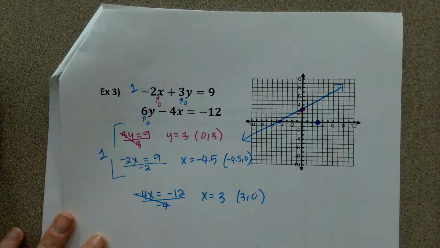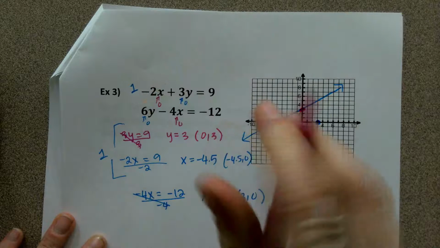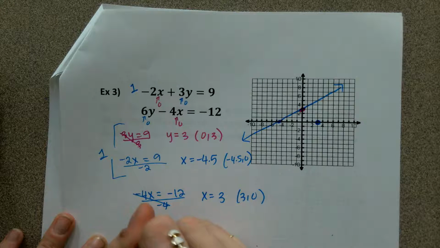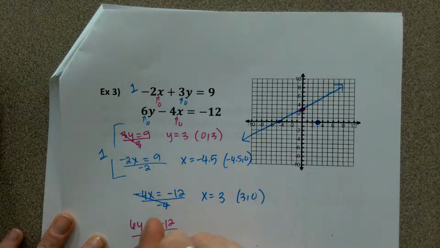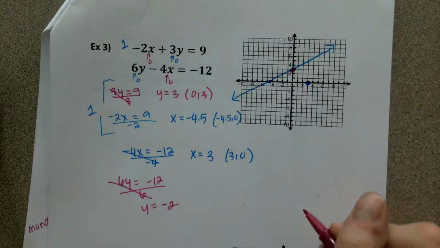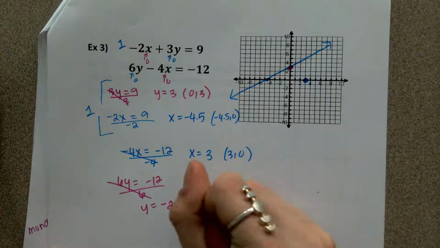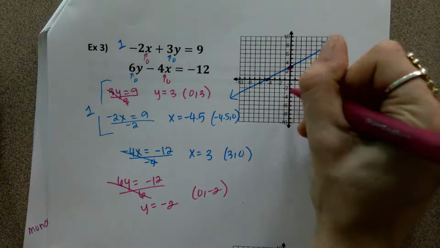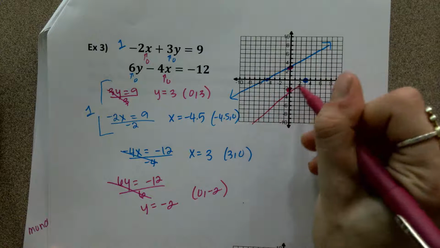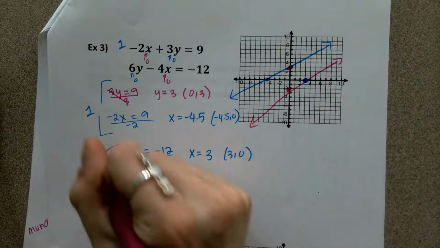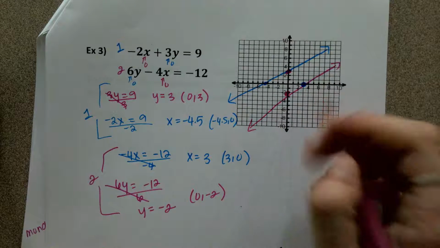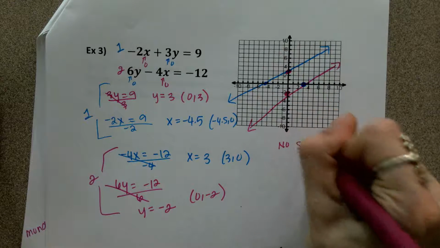Okay, if I plug 0 in for x, I cover it up, I get 6y equals -12. Solve for y, I get y equals -2. Okay, so my y-intercept is (0, -2). Go ahead and connect those points. This is my second line. Okay, and these lines are parallel, so we have no solution.